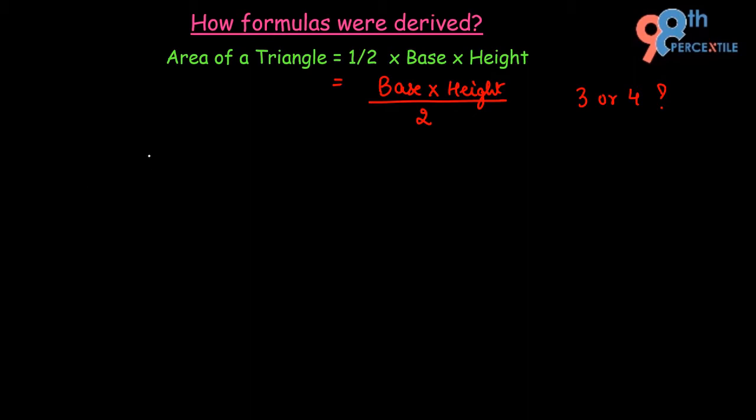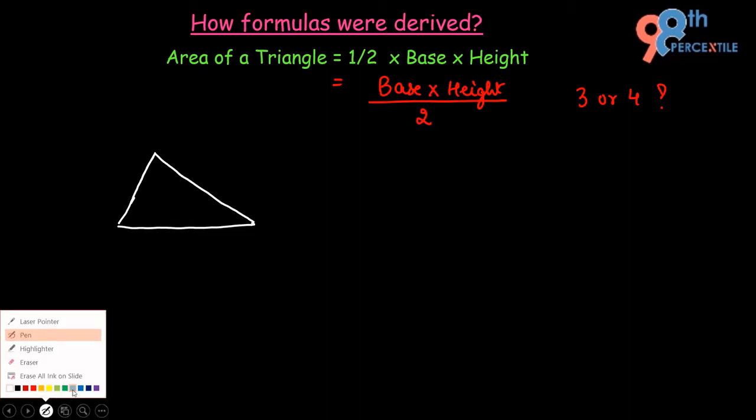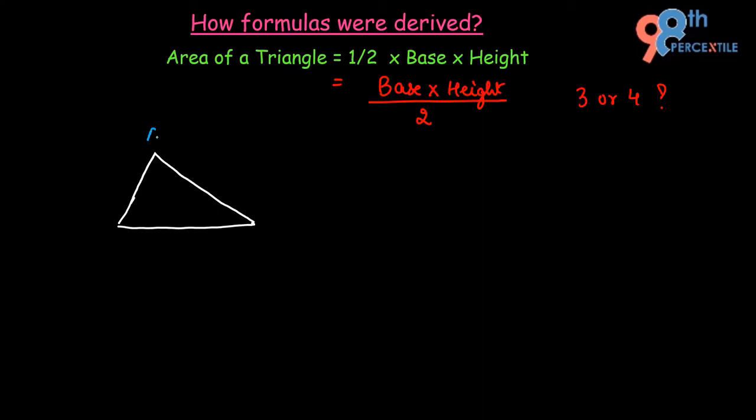So what I want you all to do is draw any triangle of your choice. So I'm going to draw a triangle. So let's say this is a given triangle to us and I'm going to name it ABC. So A, B and C. And I'm going to take its base as BC. So let's take its base as BC.